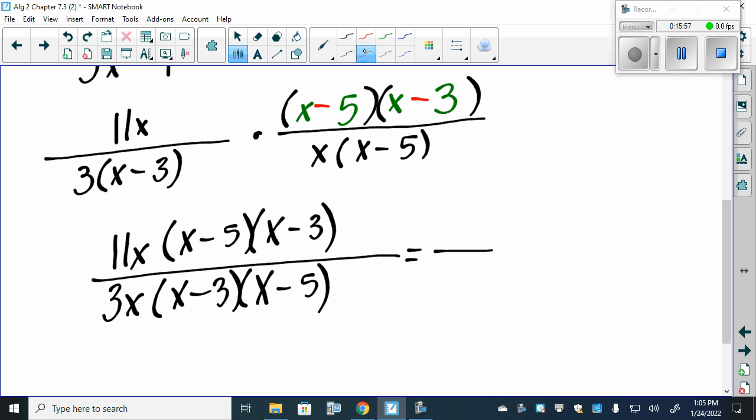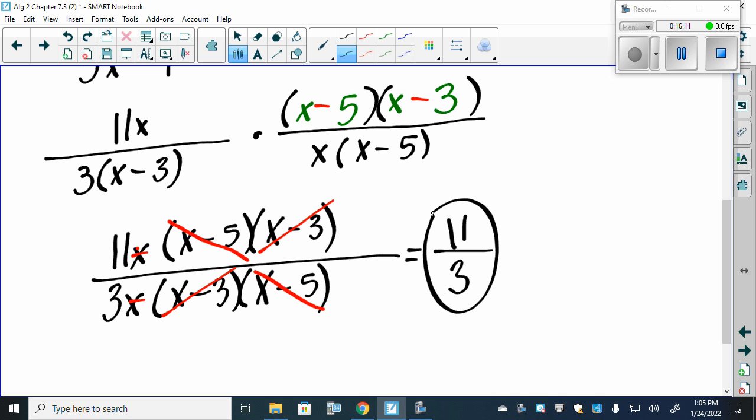Well, x minus 3, x minus 3, x minus 5, x minus 5, and x cancel, and this leaves us with 11 over 3. It's not going to work out that every single time we will just be left with two numbers, like here 11 and 3. It's just worked out that way.